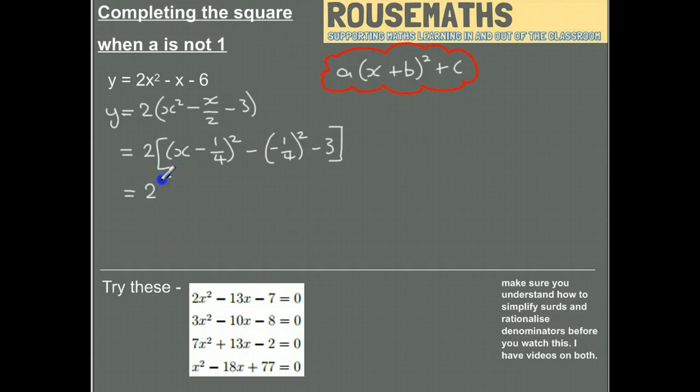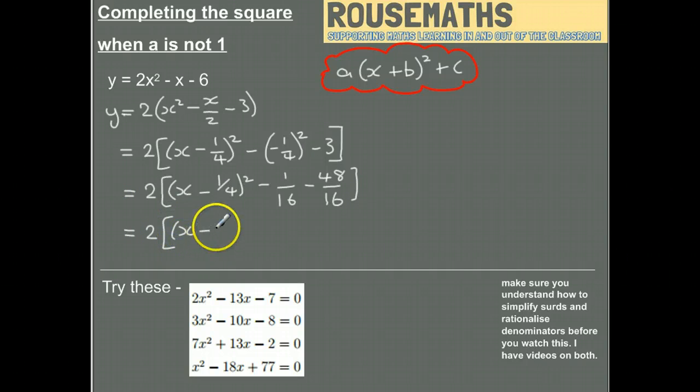So then we've got x minus a quarter all squared. If we square this, we're going to end up with 1/16. So minus 1/16. And then instead of putting minus 3, I want it to be 16ths. So I have to multiply the top by 16 as well, so we'll get 48.